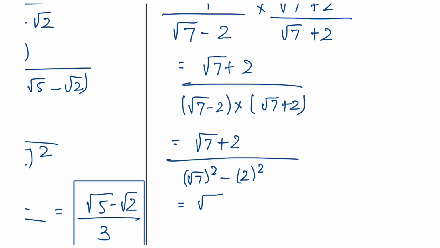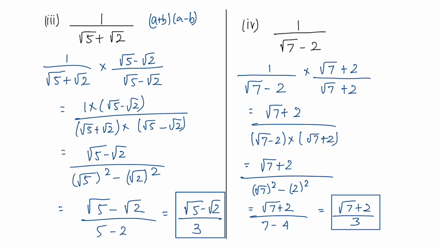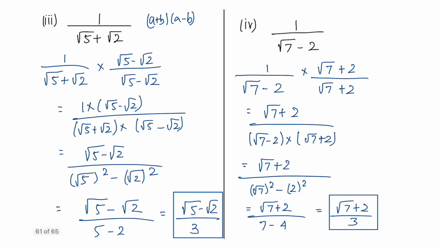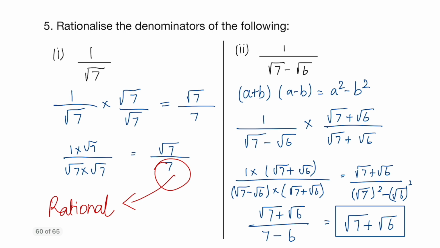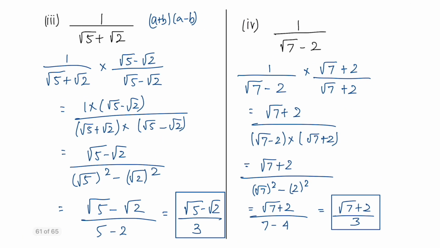So that is going to be root 7 plus 2 divided by 7 minus 4. That leaves you with root 7 plus 2 divided by 3. And of course, the denominator is a rational number, so you have rationalized the denominator. Those are the 4 subdivisions for this question, rationalize the denominator, and with this we have completed exercise 1.4.